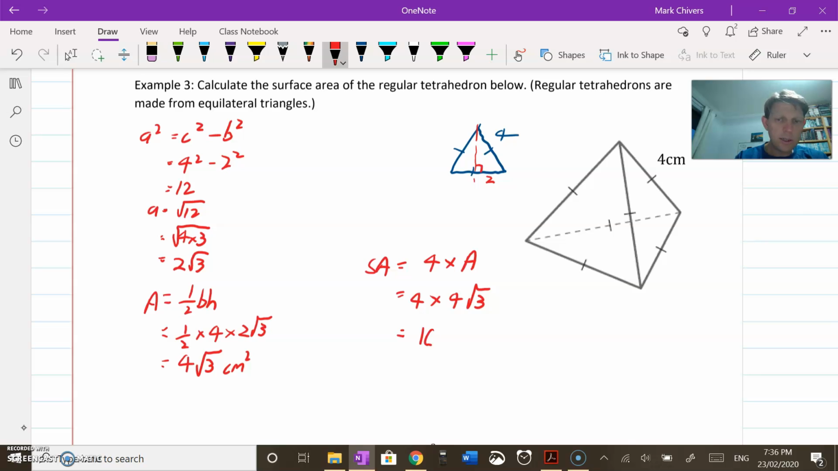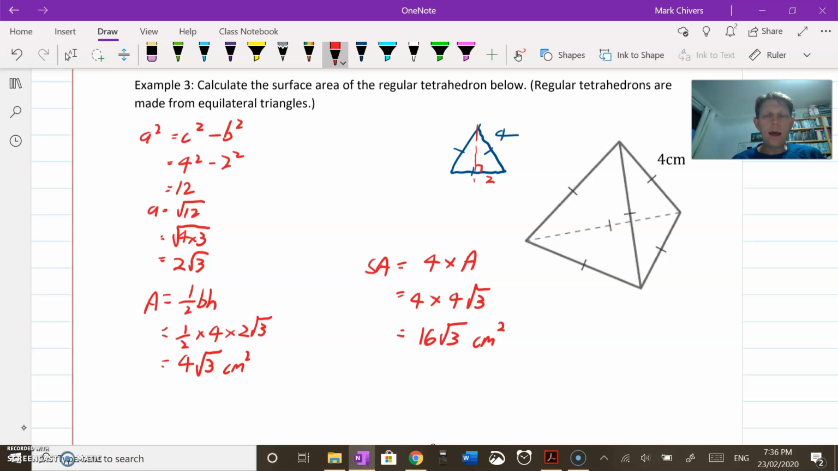And so that's going to be 16 root 3. Now you can at that point put it in your calculator, but I think probably with this question we could leave that as is, but obviously bearing in mind that it is still in centimetres squared, so we do need to put our units there.